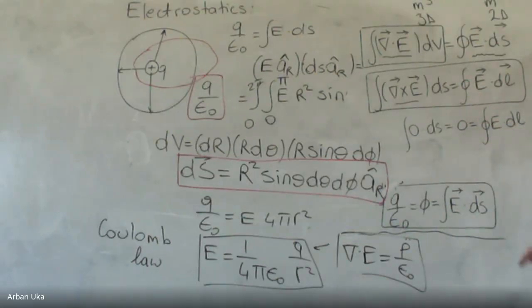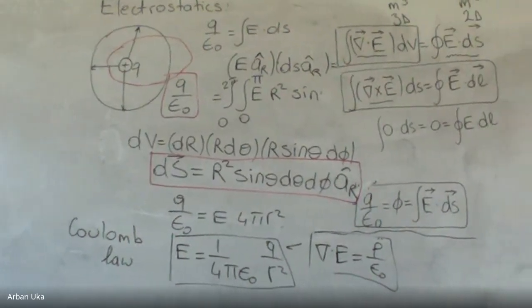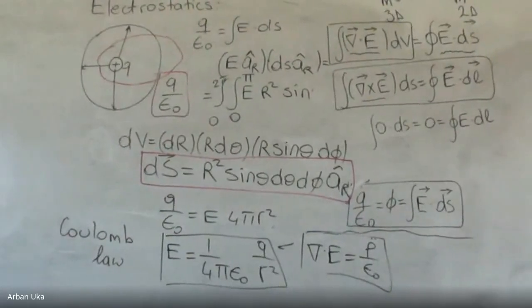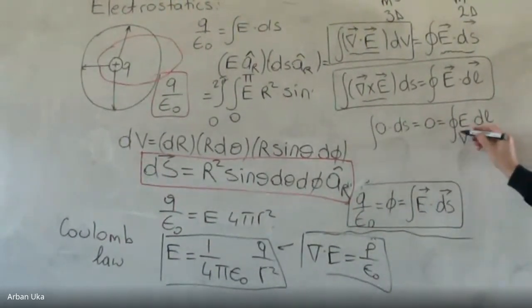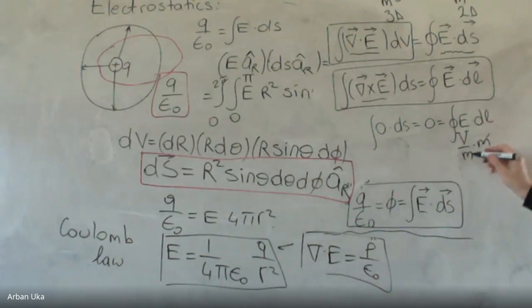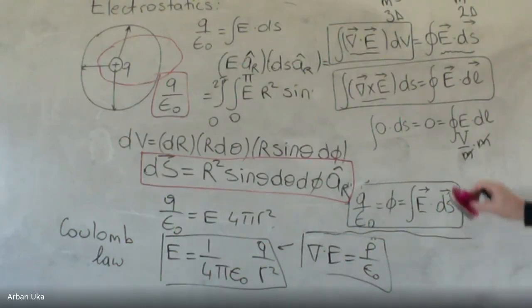What does this mean? First of all, let's have a look at the units of this integral. The electric field is measured in volt per meter, right? Electric field, volt per meter, times meters, which is the unit of L. So it looks like this is volts. So it looks like potential, which is measured in volts. Let me also write this one.